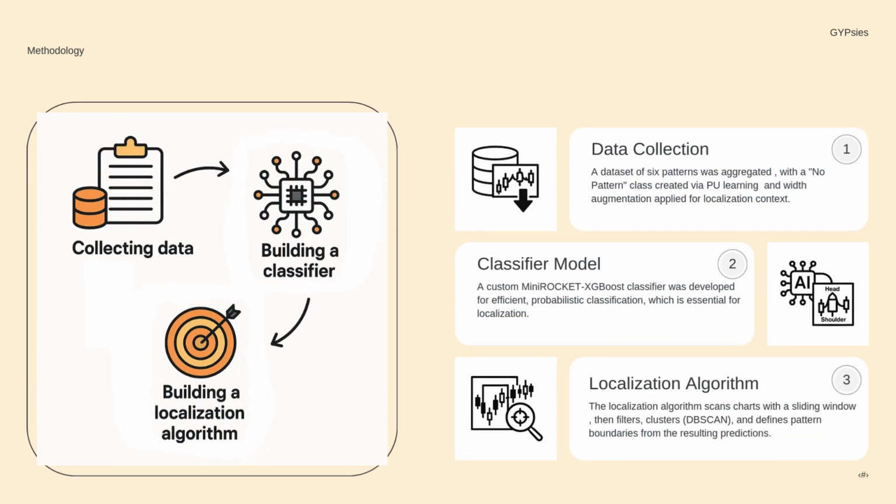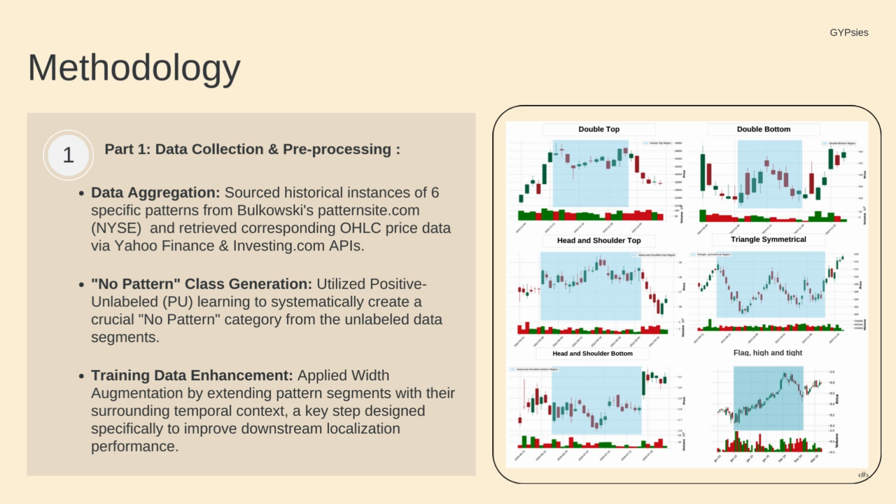Our methodology began with gathering and preparing the data. We started by sourcing historical chart pattern instances from a well-known resource, bukowskispatternsite.com. Then we acquired the corresponding stock price data using APIs from Yahoo Finance and Investing.com. After cleaning and structuring this data, we focused on 6 specific patterns, including the double top, head and shoulders, and flag patterns. A crucial step here was creating a no pattern category using a technique called positive unlabeled learning, which helps the model distinguish between actual patterns and random market noise.